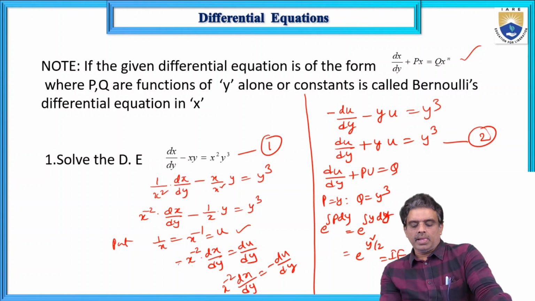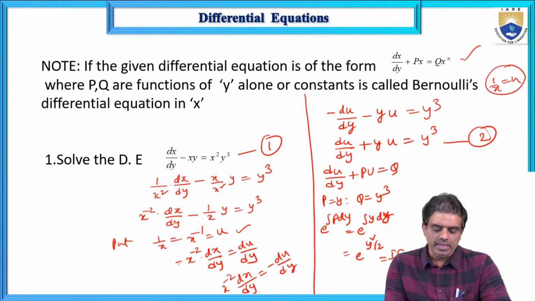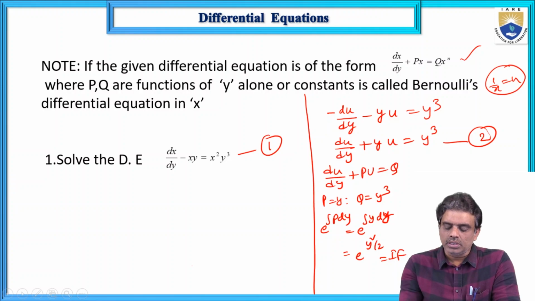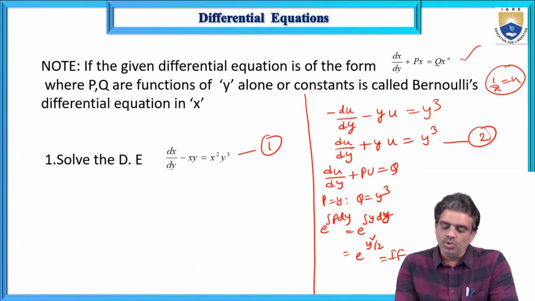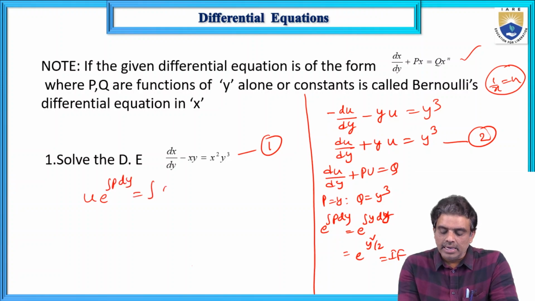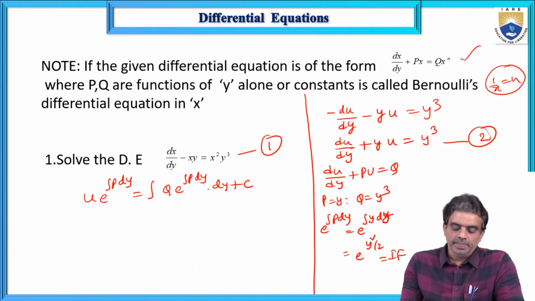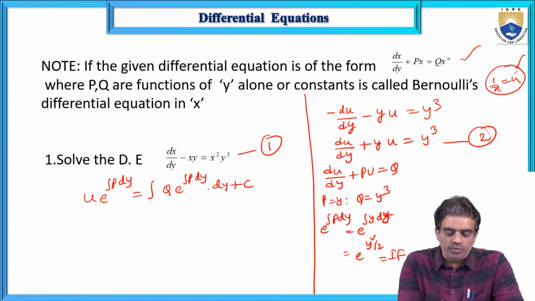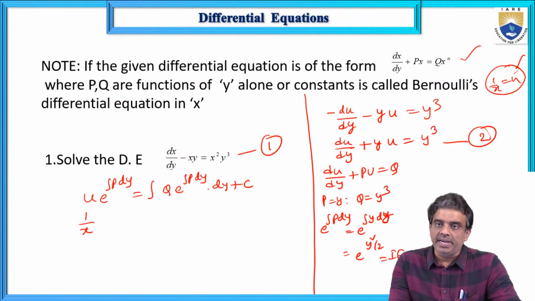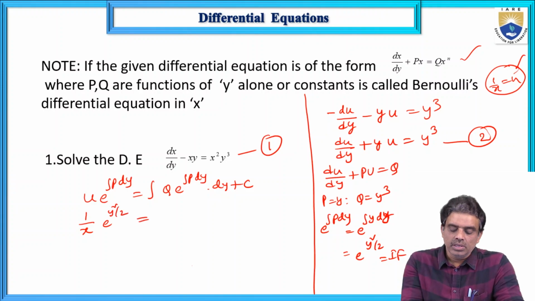So now, to write the solution, I will remember 1 by x is replaced by u. What is the solution? The solution of the equation du by dy plus pu is equal to q is u e power integral p dy is equal to integral q e power integral p dy plus c. That is the general solution of linear differential equations. What is u? We assumed u is equal to 1 by x initially. e power integral p dy, already calculated, is e power y square by 2, equal to the right side integral.